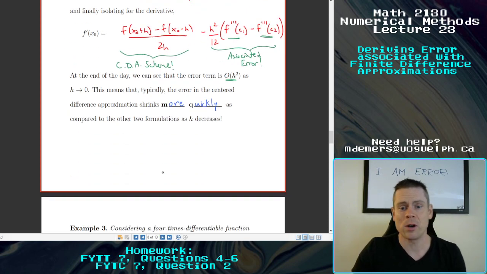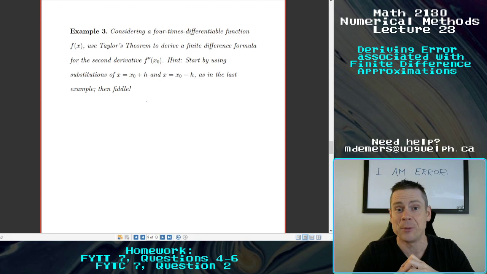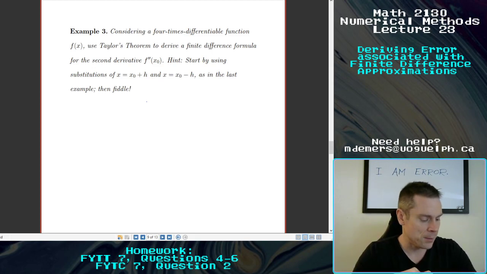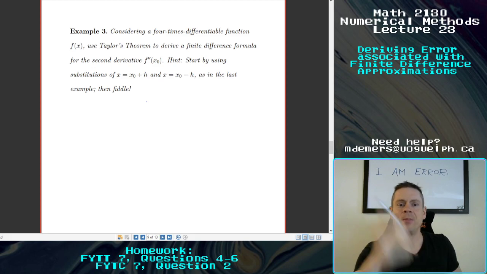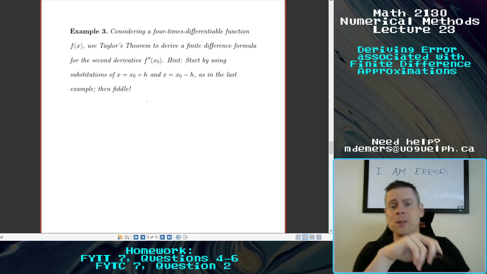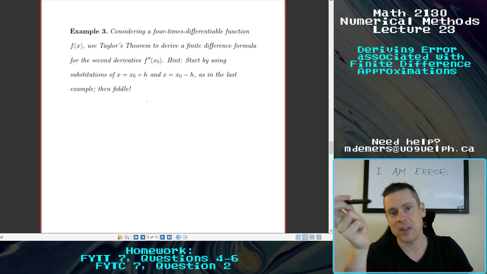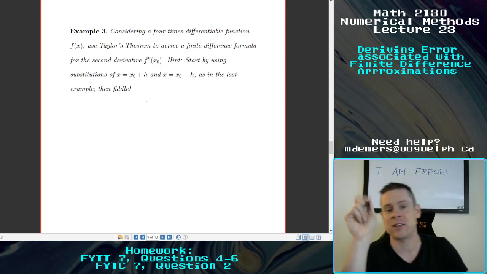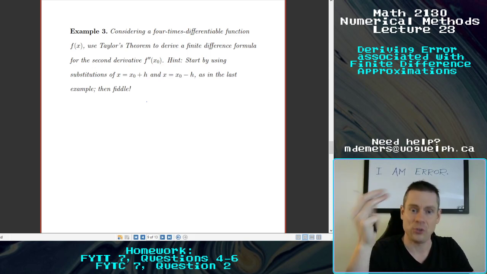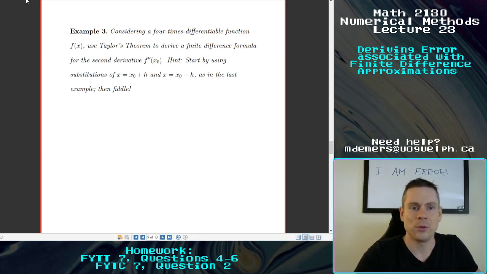We have one more example to do for this lecture, and it's going to give us a way of approximating a second derivative. And I will want you to know the scheme as well as how to derive it. So let's see. Considering a 4 times differentiable function f of x, use Taylor's theorem to derive a finite difference formula for the second derivative at x0. And I've given a little bit of a hint here that we will still need x0 plus h and x0 minus h. So we're going to do 2 different substitutions, and we're going to have to fiddle somehow to figure out how to do this. So why don't we start with Taylor's theorem itself.